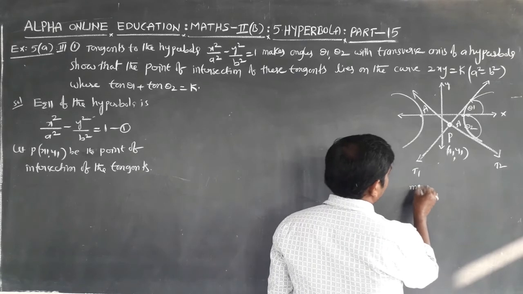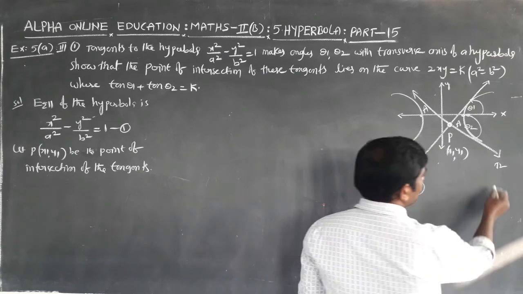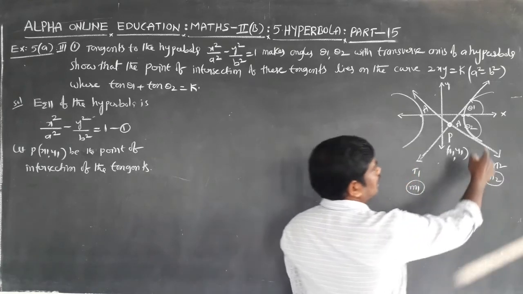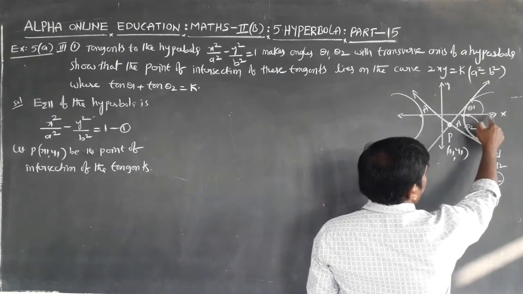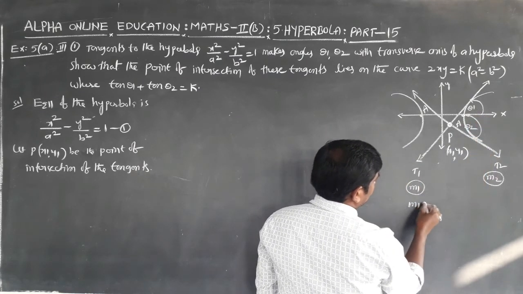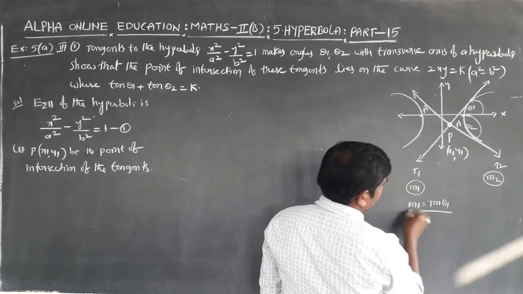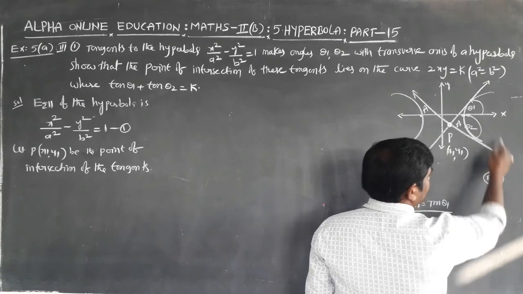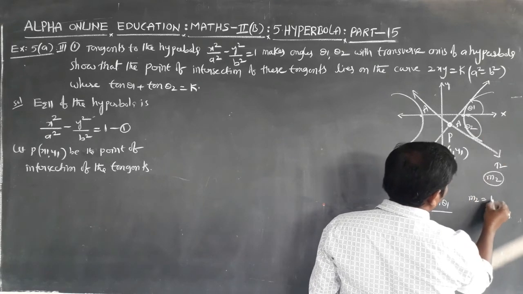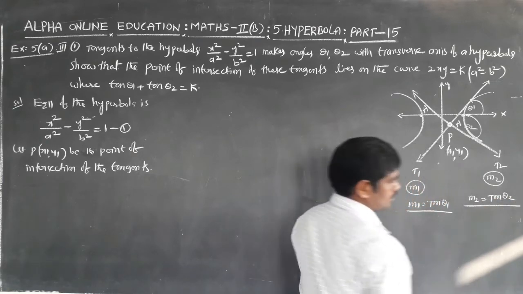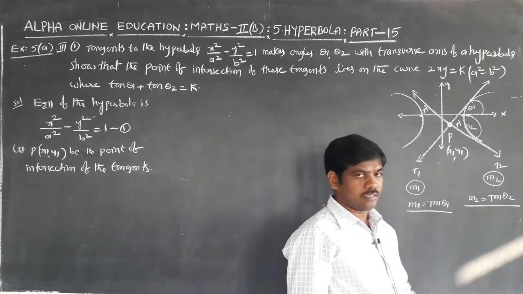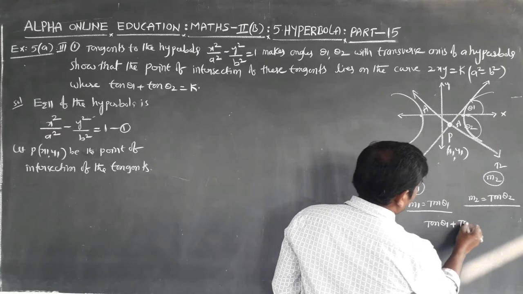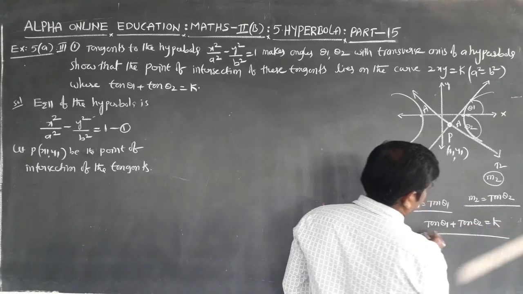Suppose m1 is the slope of the first tangent, m2 is the slope of the second tangent. If the line makes an angle theta 1 with the positive x-axis, then m1 is equal to tan theta 1. The second line makes an angle theta 2 with the x-axis, so m2 is equal to tan theta 2. Given that tan theta 1 plus tan theta 2 is equal to k.